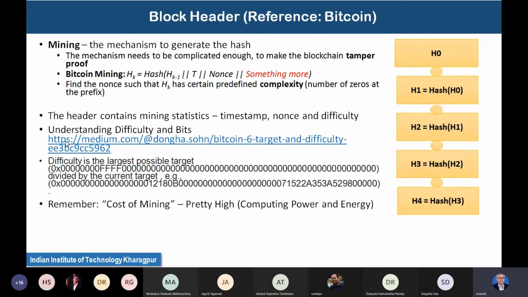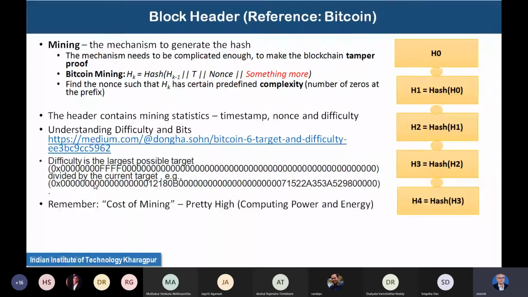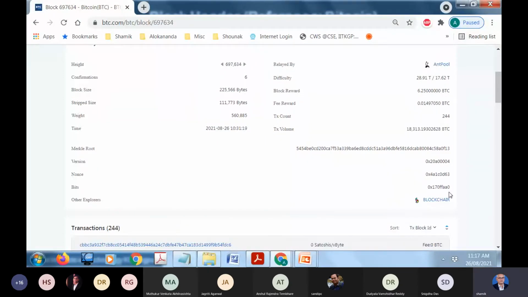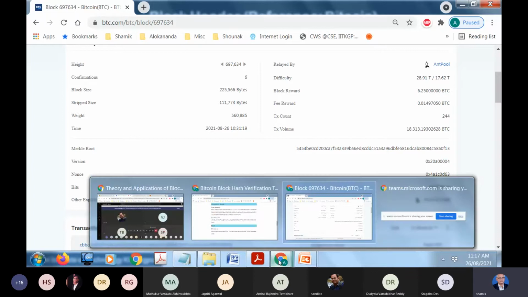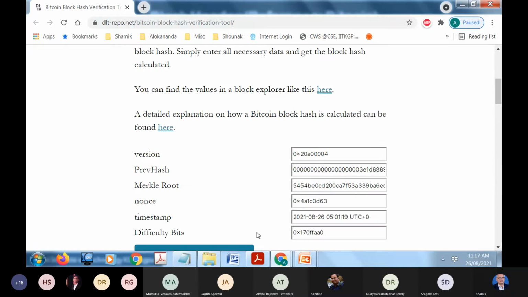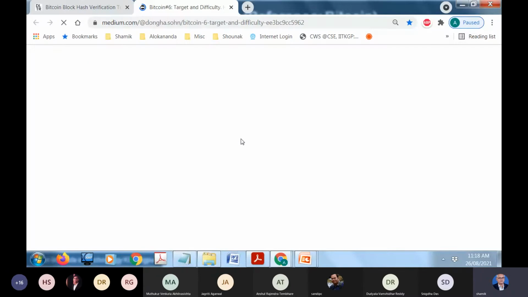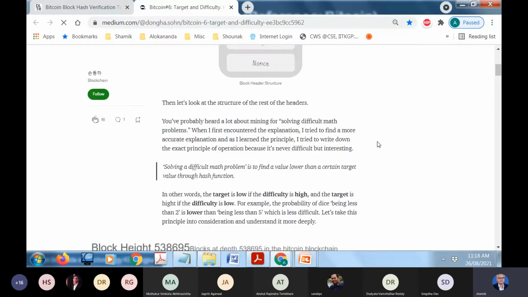Now the point is how we talk about that number of leading zeros from what is shown here as these bits. You see that these bits, in hex, are 170FFAA0. Now, how the difficulty level is computed, I will tell you. Let me go to a site which will tell us how to do this. Yeah, I'll click on this and go to this site, which explains what that difficulty level is, and it's pretty simple.